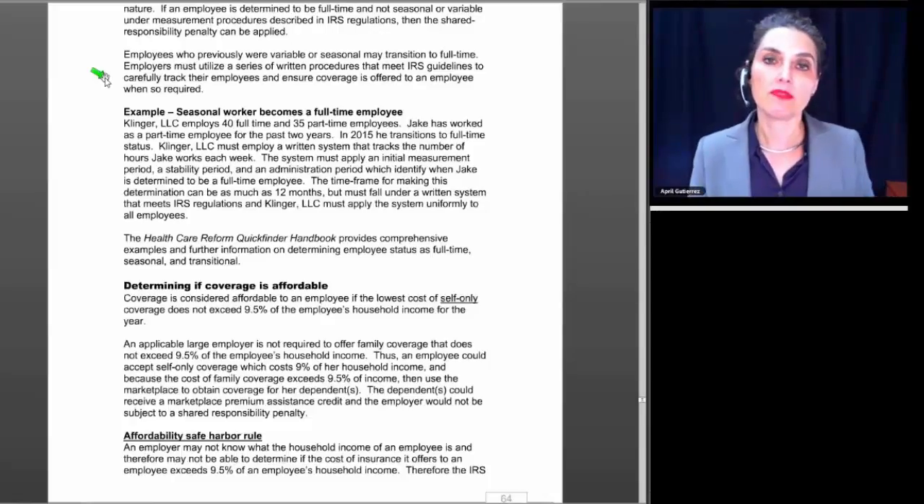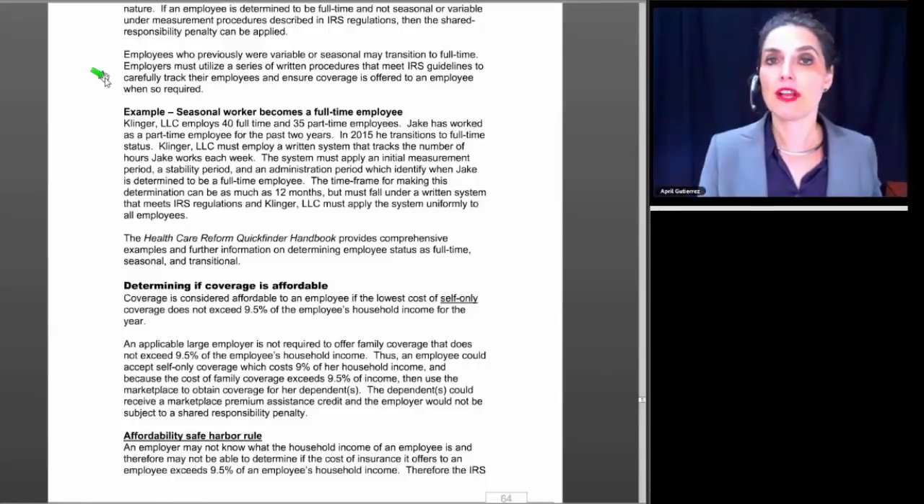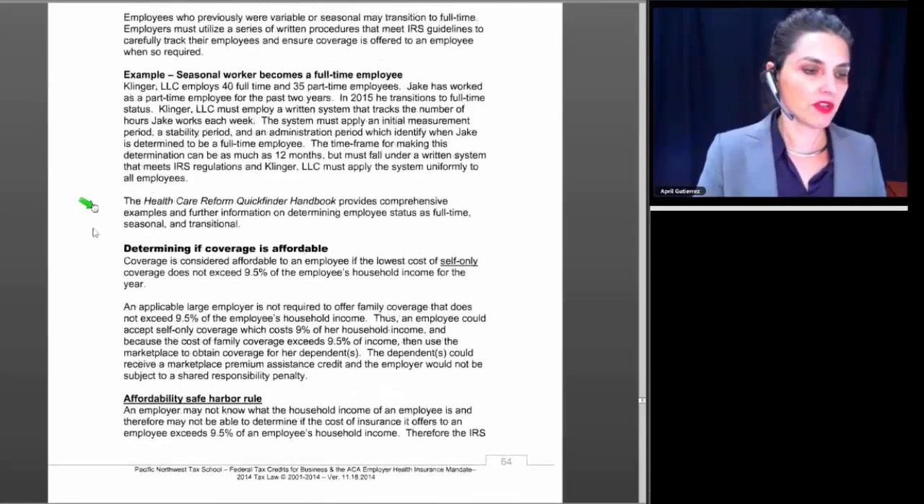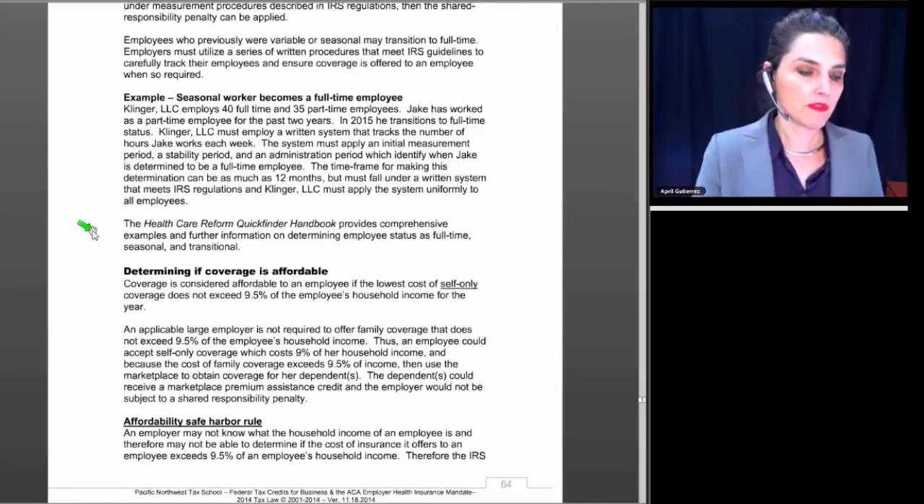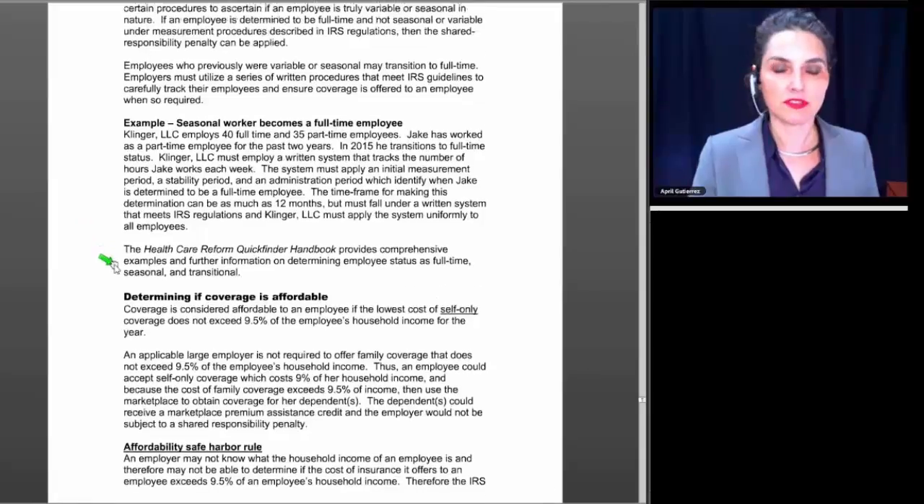And when it is determined that the employee is no longer seasonal, then the employer has to offer health insurance coverage to that employee when the employee works more than 30 hours per week. So there is a place that you can go to get some information on different procedures or systems that an employer could use, and that is the Healthcare Reform Quick Finder Handbook. It has a bunch of comprehensive examples and further information for determining an employee's status as full-time, seasonal, transitional.